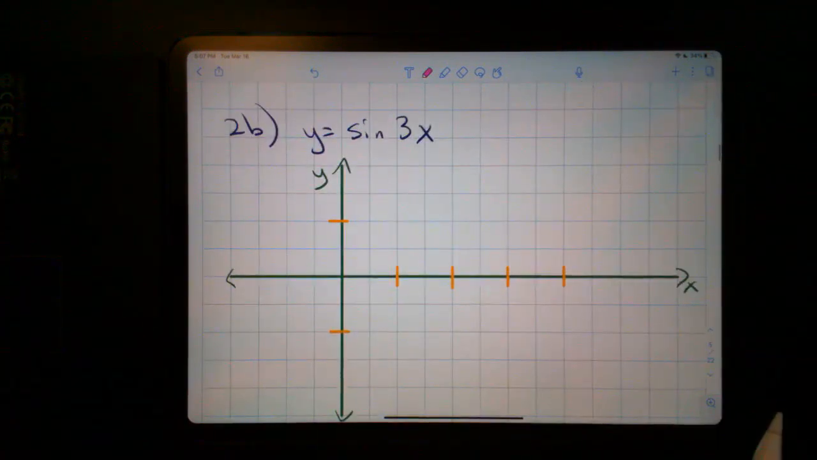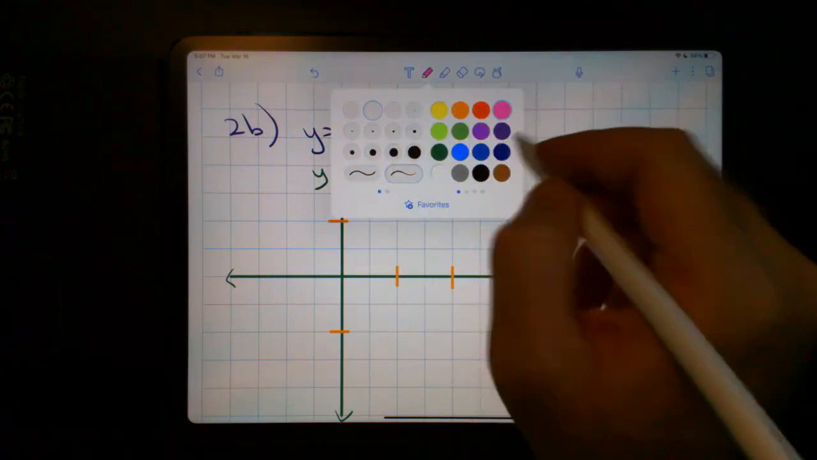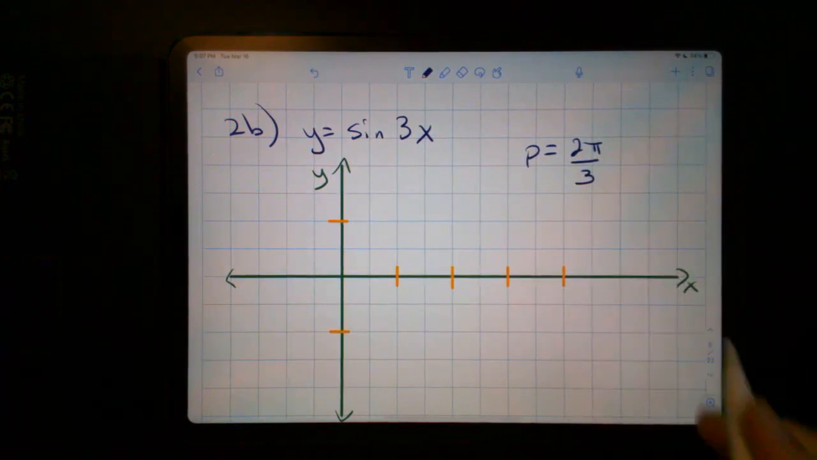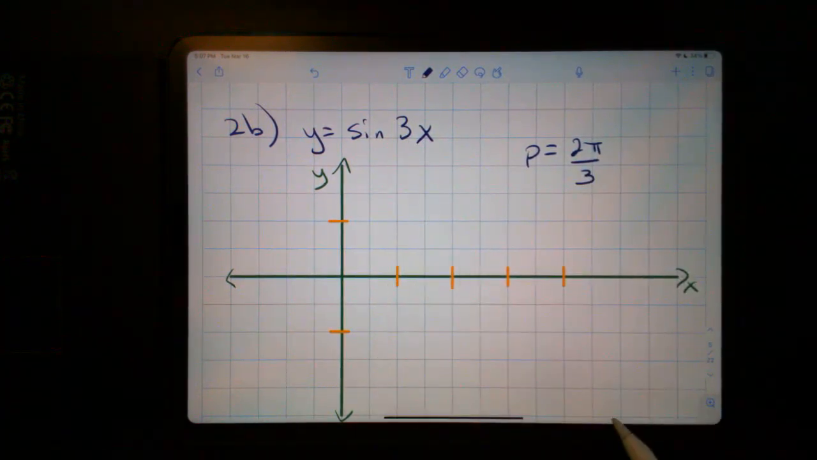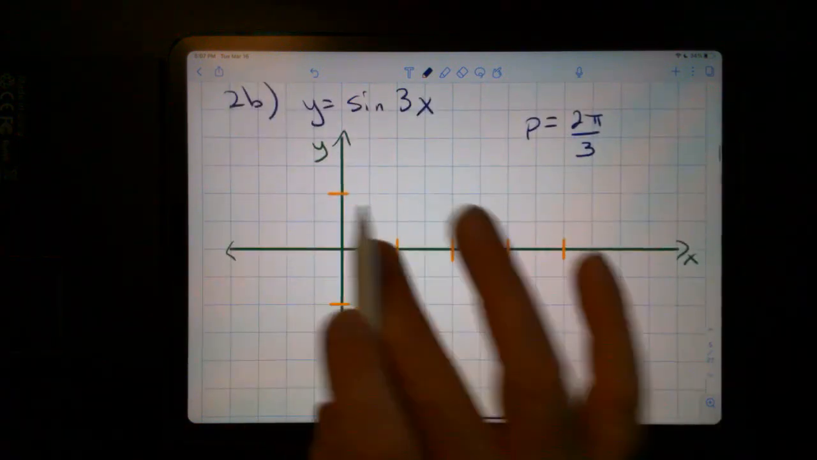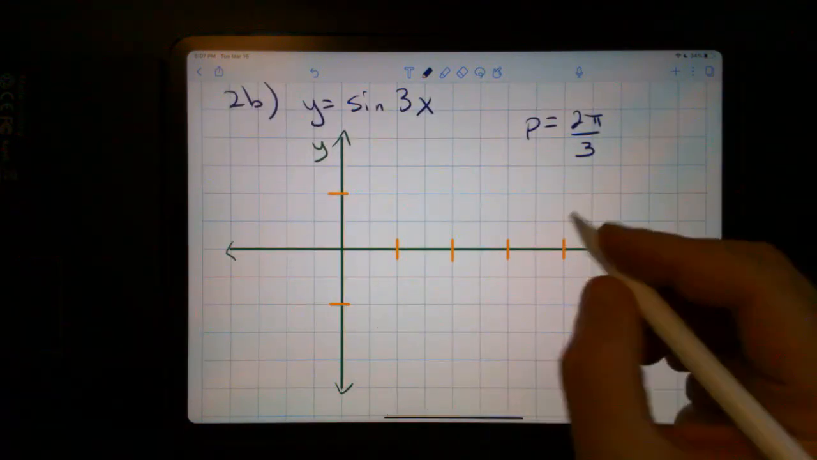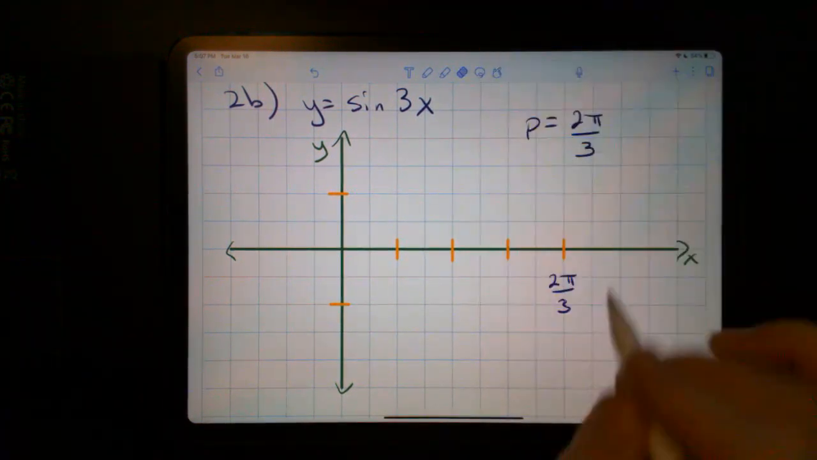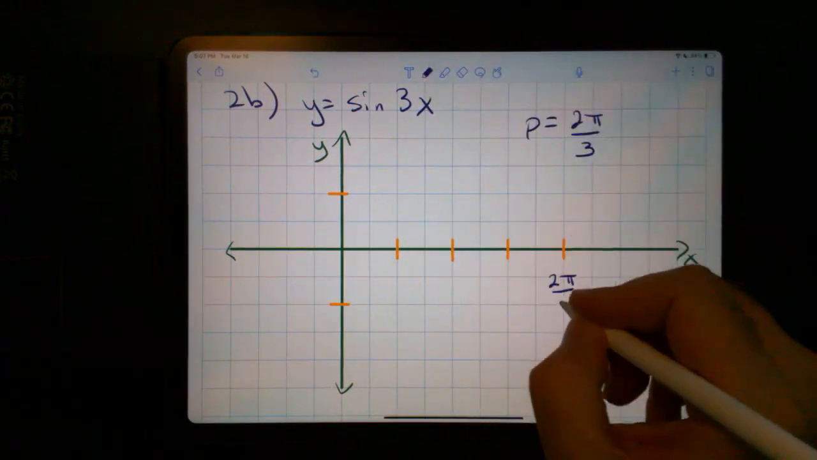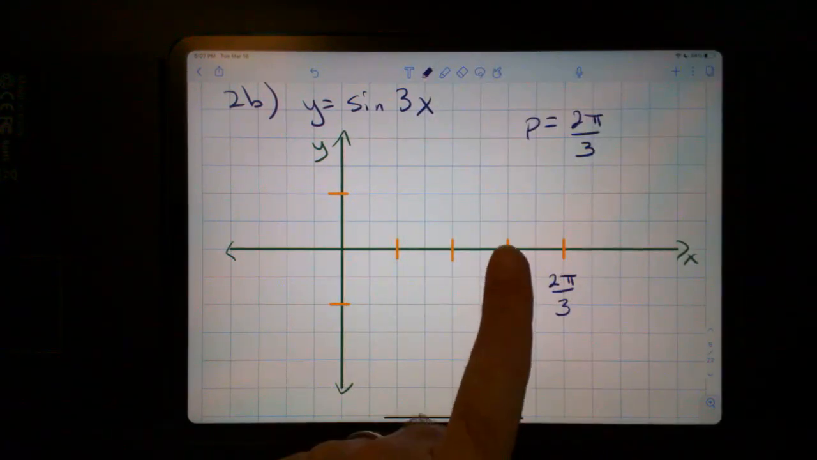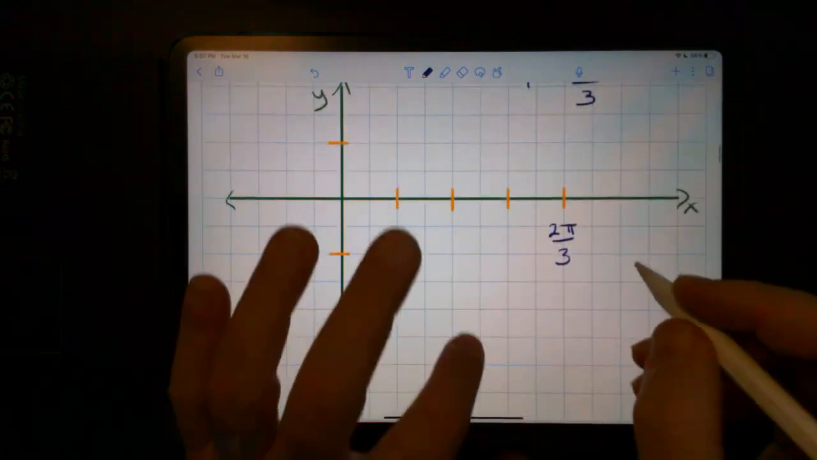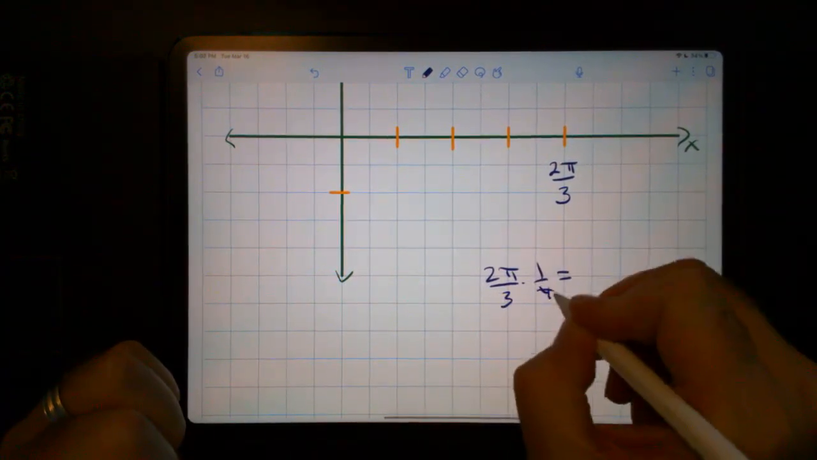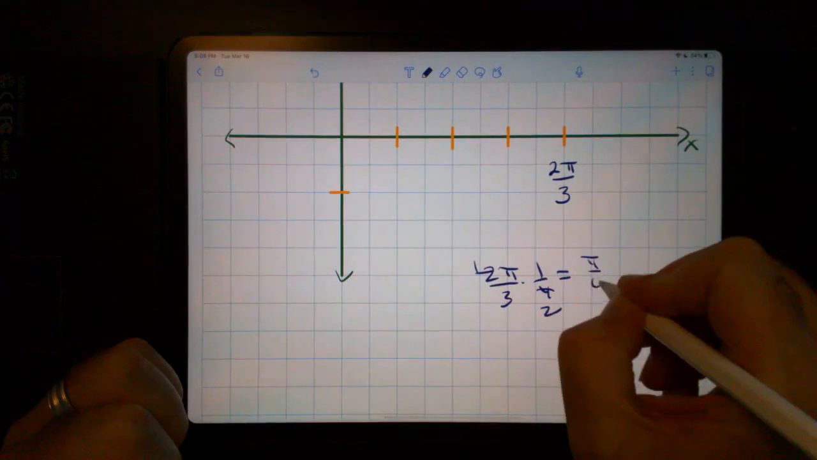Okay. y is equal to sine of 3x. So here your period is going to be 2 pi over b, and here my b is 3. So in standard position, go through 4 tick marks. This will be 2 pi over 3 as your period. What are these amounts? Multiply this by 1/4. So we have 2 pi over 3 times 1/4, and this will give you pi over 6.